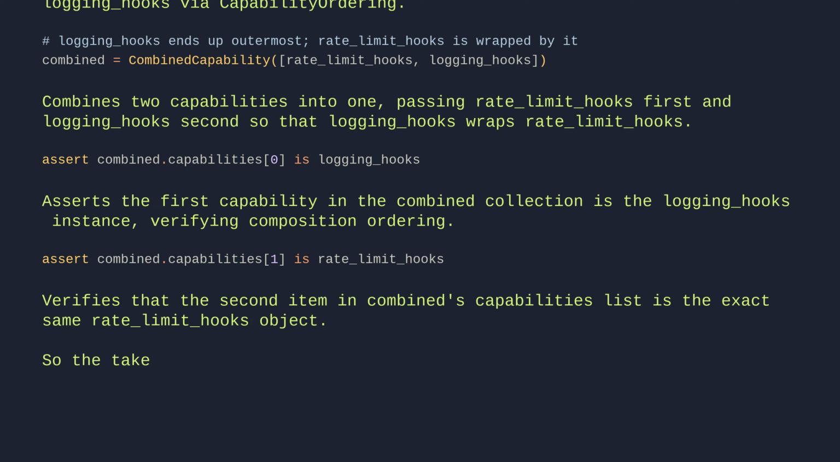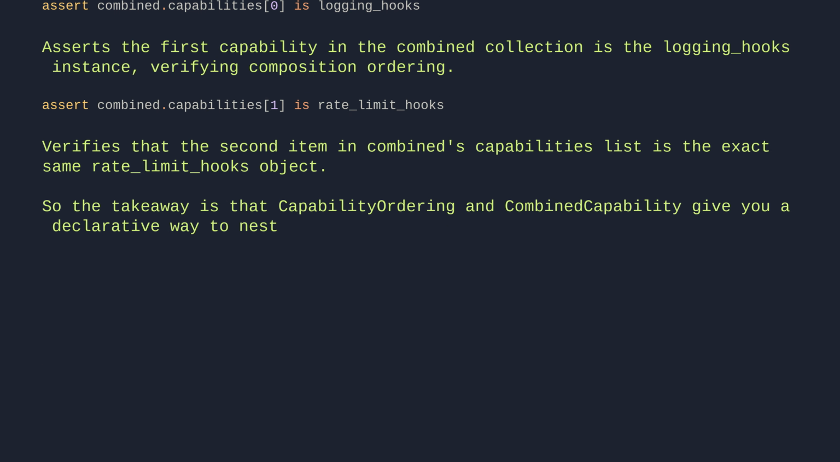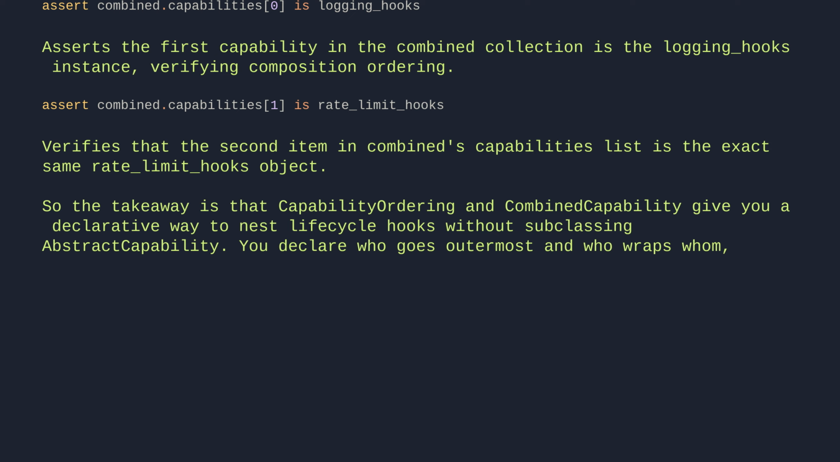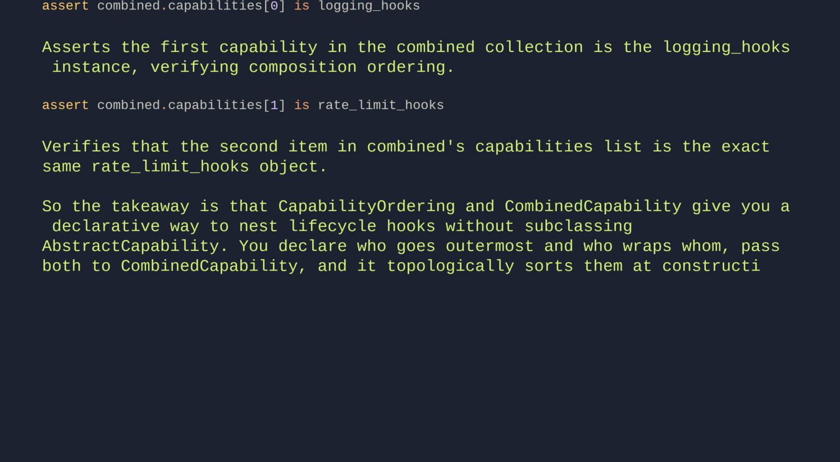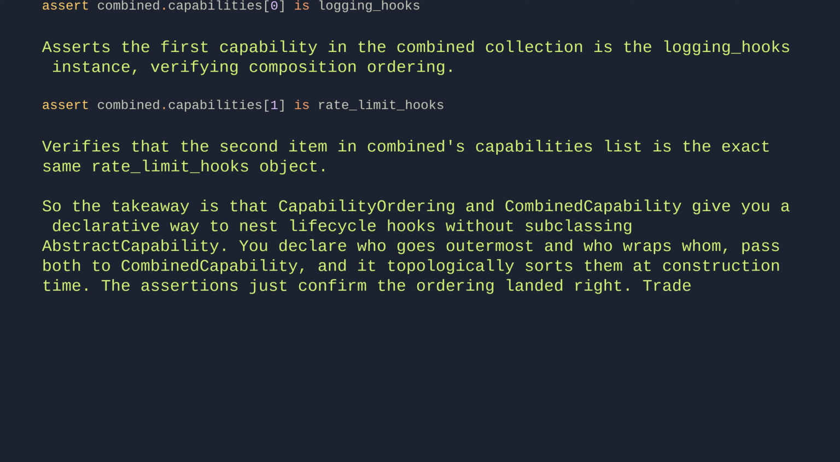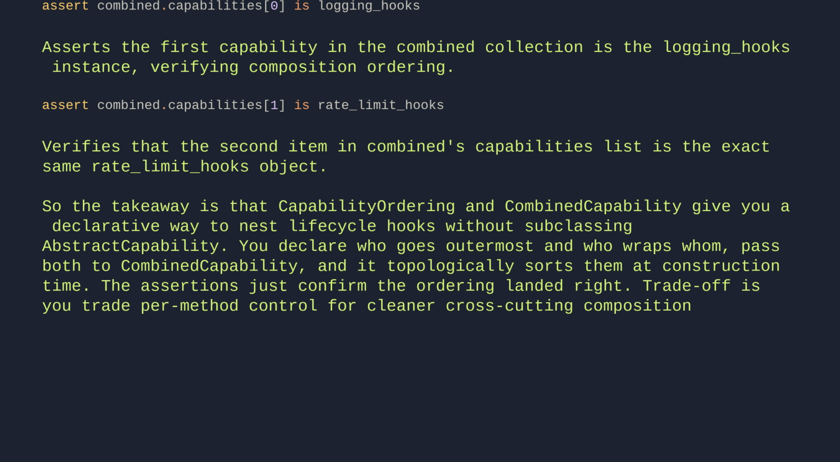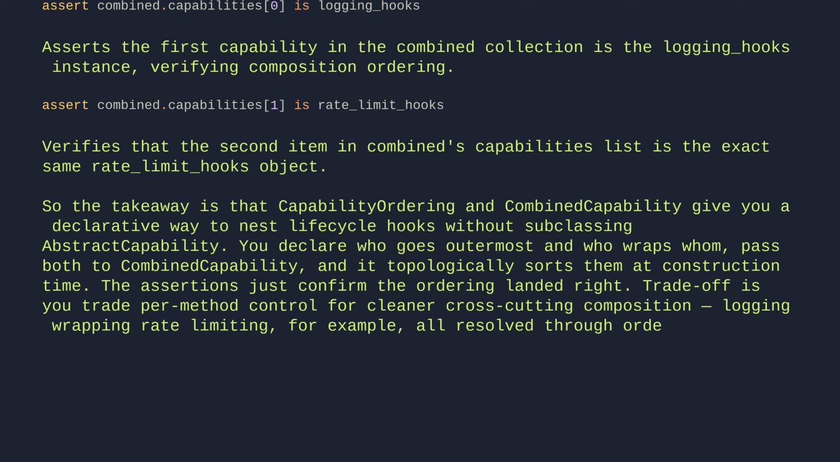So the takeaway is that capability ordering and CombinedCapability give you a declarative way to nest lifecycle hooks without subclassing AbstractCapability. You declare who goes outermost and who wraps whom, pass both to CombinedCapability, and it topologically sorts them at construction time. The assertions just confirm the ordering landed right. The trade-off is you trade per-method control for cleaner cross-cutting composition, logging wrapping rate limiting, all resolved through ordering declarations rather than manual hook orchestration.